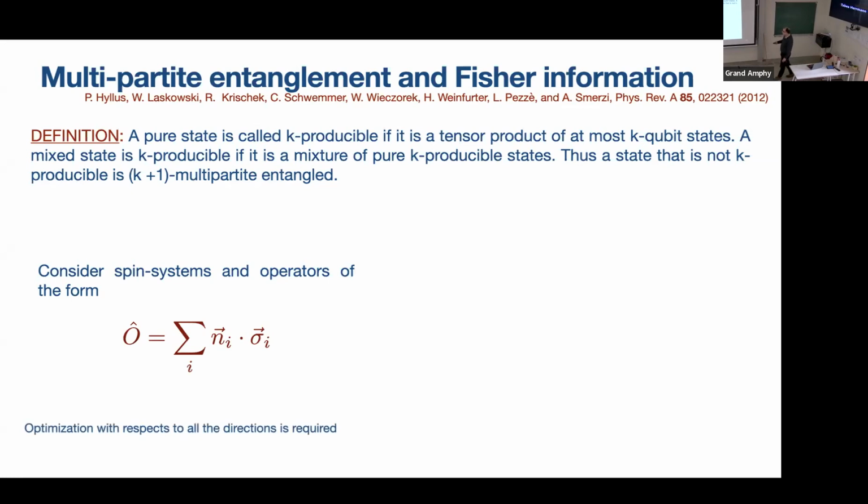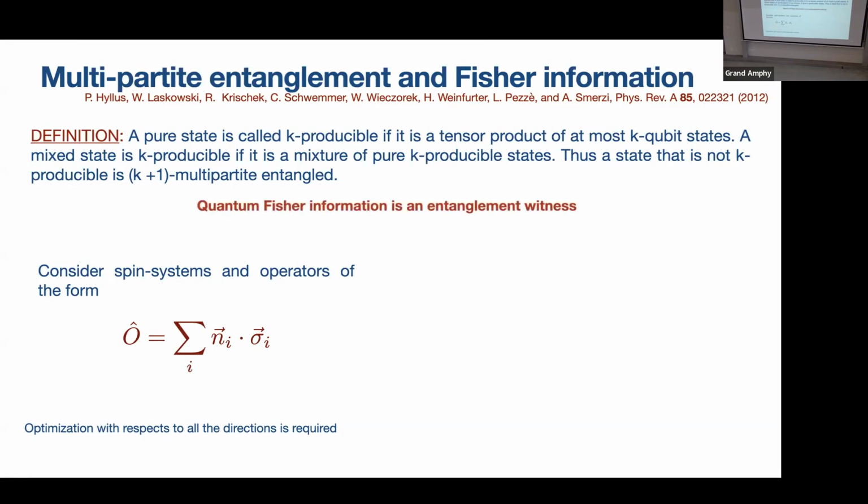Now, the idea is that you just compute the Fisher information over all possible observables defined this way, meaning you change all possible directions n. If a state is separable, then the Fisher information is bound to be smaller than n.